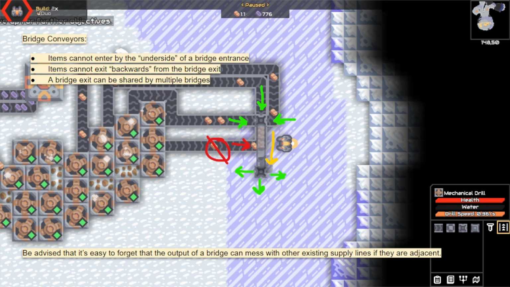This was discussed before, but it's relevant now. Items cannot enter the underside of a bridge entrance. Items likewise cannot exit backwards from the bridge exit. A bridge exit can be shared by multiple bridge entrances. Also note, it's easy to forget that the output of a bridge can mess with other existing supply lines if they are adjacent. Essentially, it's like a router, but it doesn't send items in one direction, but sends it in the other 3.